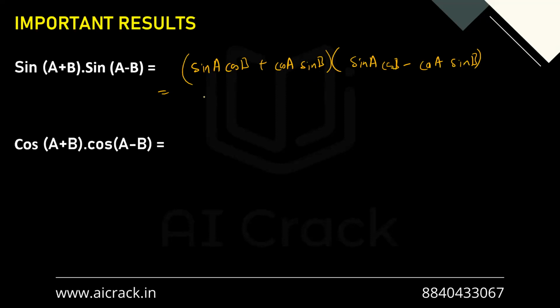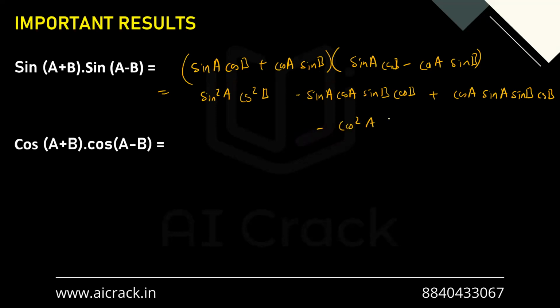This term and this term would give us sine square A cos square B. This term and this term would give us minus sine A cos A sine B cos B, right? This term and this term would give us cos A sin A sin B cos B, right? And this term would give us minus cos square A sin square B. So this term and this term get cancelled out. Now we are left with sin square A cos square B minus cos square A sin square B.